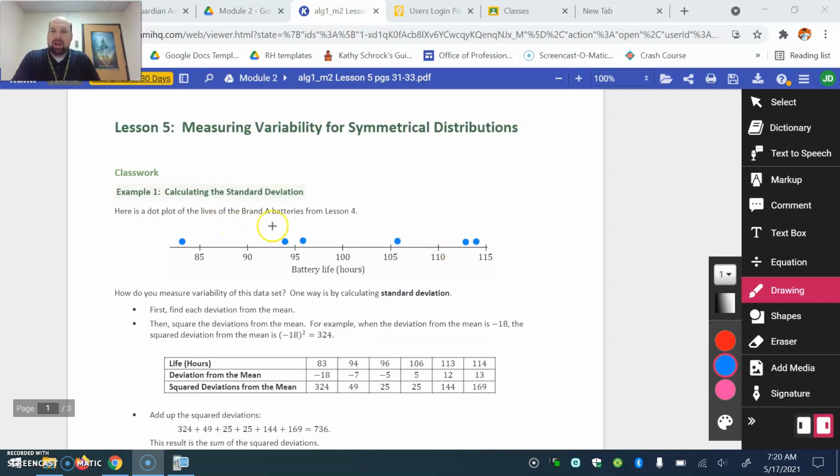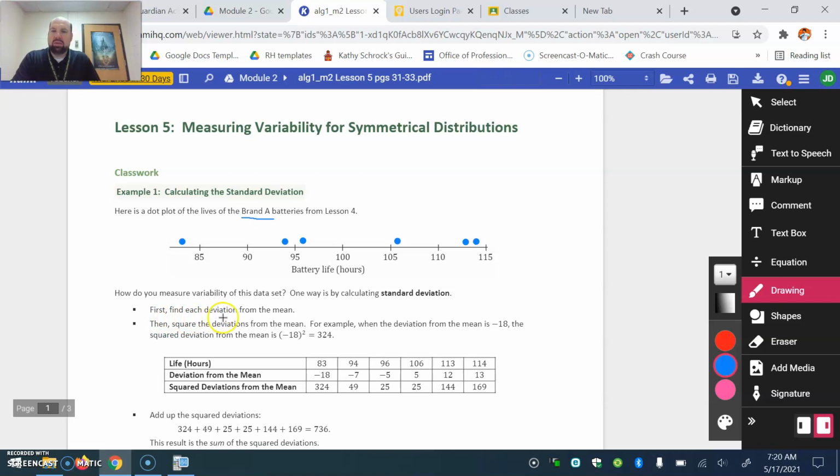So here's a dot plot for the brand A batteries. This goes back to one of the previous lessons where we were talking about brand A, brand B, C, D. I think we went all the way up to E. How do you measure variability of this data set? One way is by calculating standard deviation. Now we're going to be focusing on variability, not measure of center.